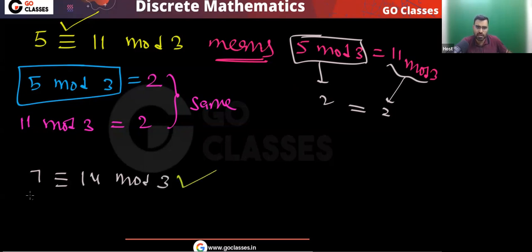Yes, this is also correct. Because if you divide this by 3, then the remainder will be 1. If you divide this by 3, then the remainder will actually be 2. Sorry, this statement is actually not correct.